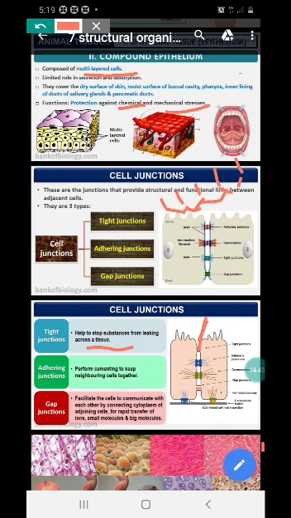Now, adhering junctions. The name itself says it, isn't it? We do not draw cells separate like this; there is a connection between them, of course. So adhering junctions are the junctions which help to adhere, meaning connect both cells together. And gap junctions are the junctions between two cells through which substances can move in and out of the cell, from one cell to the other, or vice versa. Okay, so what are the three junctions, children? Tight junctions, adhering junctions, and gap junctions. Clear?